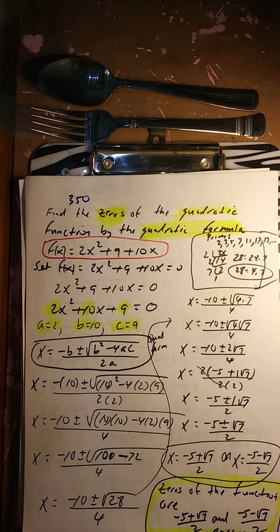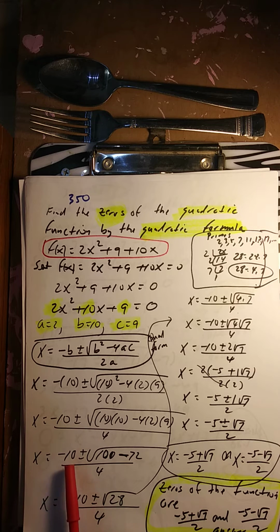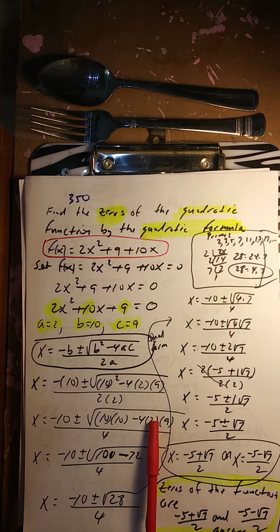So now we have 10 times 10, that's 100. Negative, that's going to be negative 10 plus or minus the square root of 100 minus this times this, which is 72. This is 28. The square root of 28.